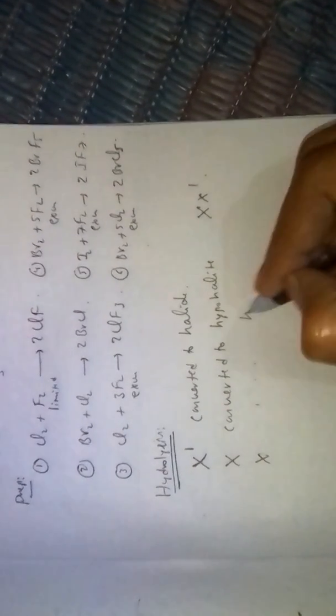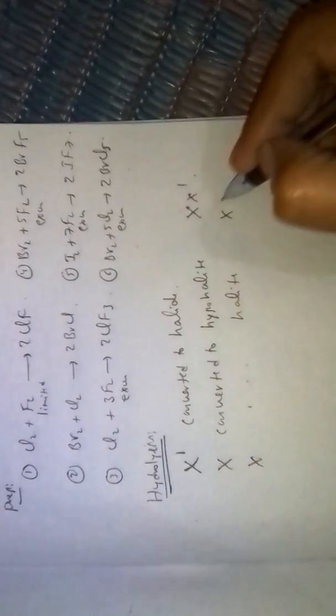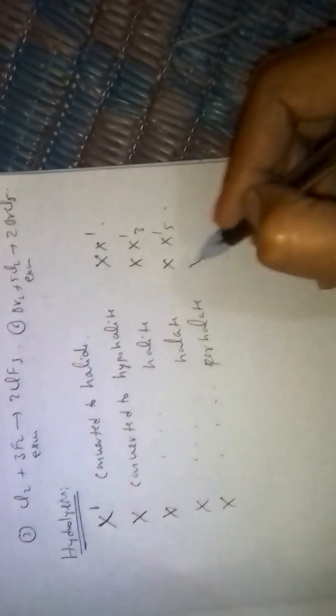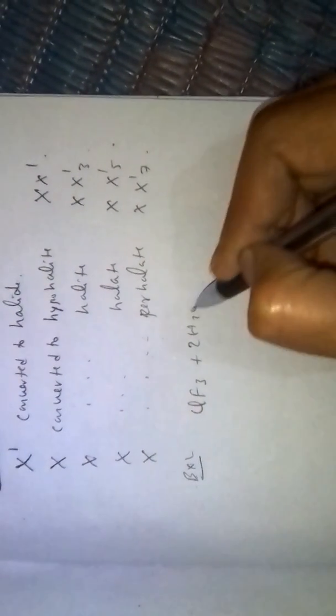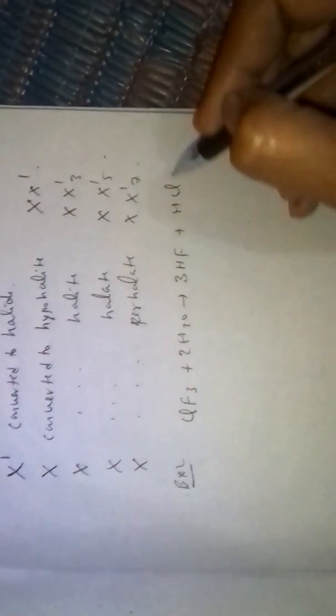X is converted to halite in case of XX'3. X is converted to halate in case of XX'5. X is converted to perhalate in case of XX'7. For example, hydrolysis of ClF3: on hydrolysis with 2H2O it gives rise to 3HF plus HClO2.